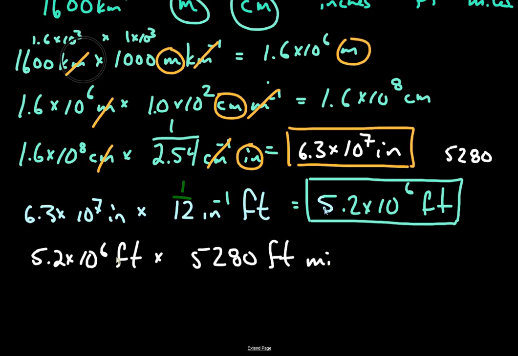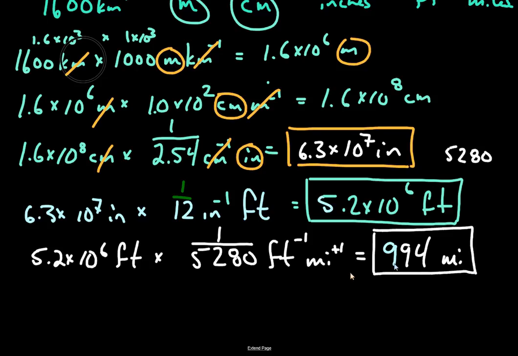And again, we have that problem. We know that we're going to have to do a division. Our feet per mile is not right. We want to get rid of feet and leave miles. So we just do the inversion, change that to positive, and divide that. So you get about 994 miles at the end of it.